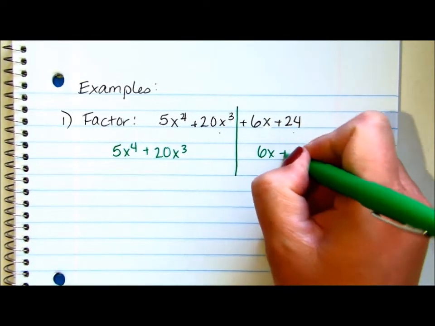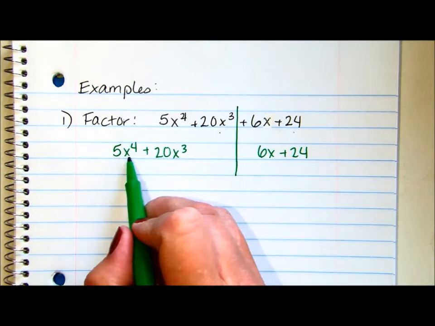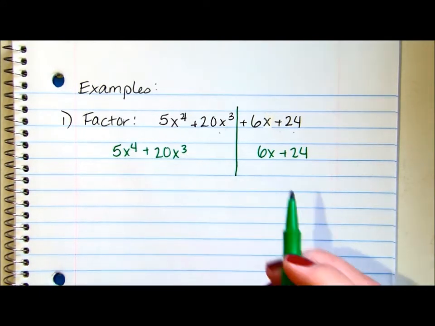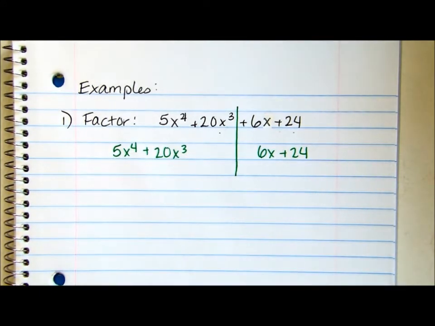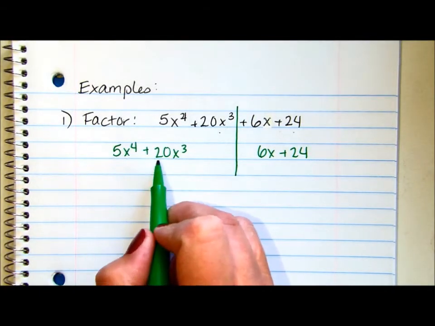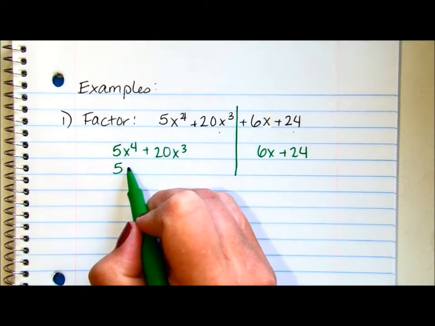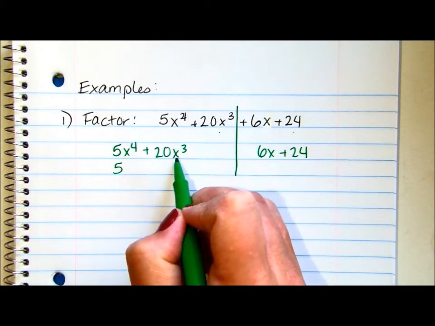Now, I need to go through and identify the greatest common factor for each pair. So in this case, for 5x to the fourth plus 20x to the third, my greatest common factor is going to be the number 5, because 5 can go into 5 and 5 can go into 20. And the largest variable I can also pull out is x to the third, because I have x to the third here and I have x to the fourth there.